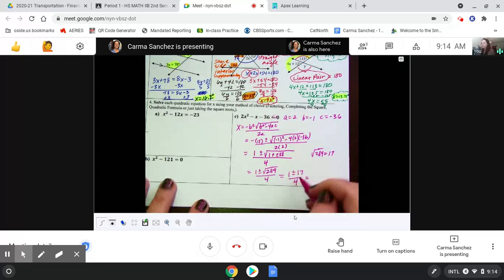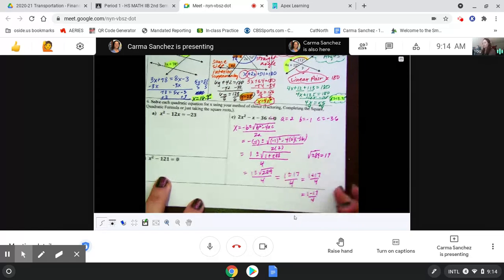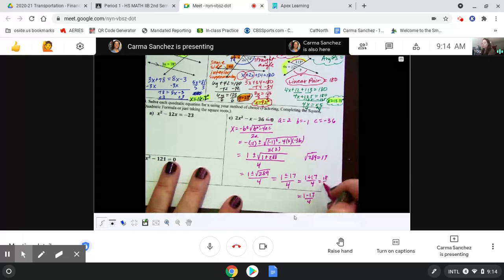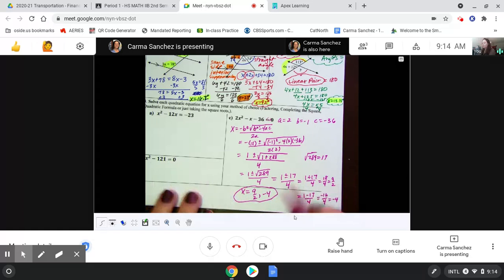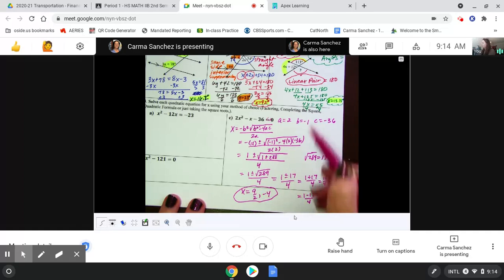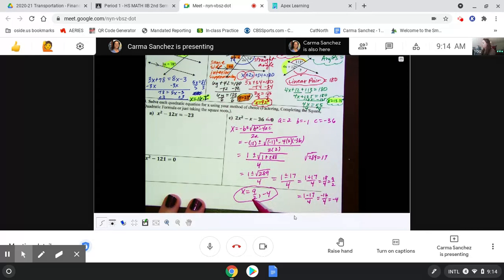And there's two answers here. There's the 1 plus 17 over 4 answer and the 1 minus 17 over 4 answer. So I get 18 fourths, which reduces down to 9 halves, and I get negative 16 fourths, which reduces down to negative 4. So my two solutions are 9 halves and negative 4. And what does that mean again? Remember that the solutions are where the graph touches on the x-axis. So this is touching at negative 4 and 9 halves.